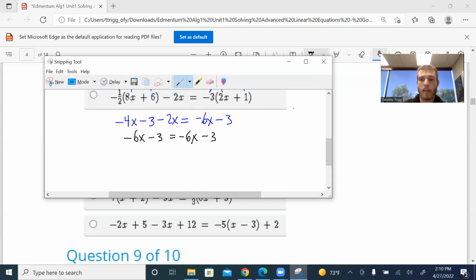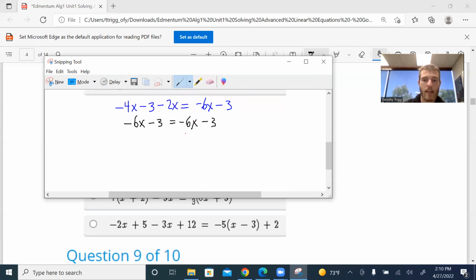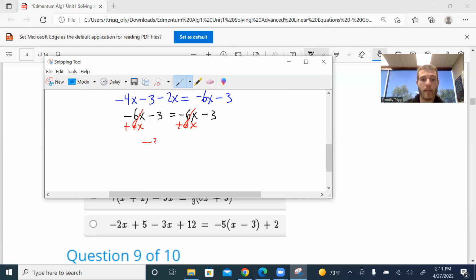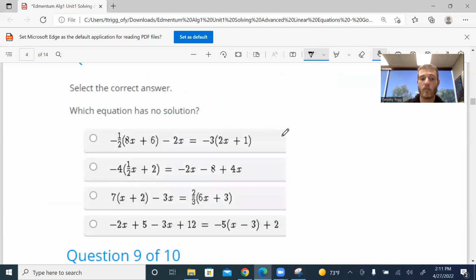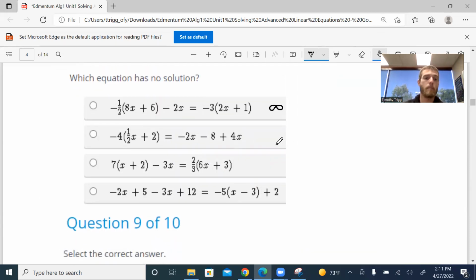I could already see that this one is not going to be our answer. So here we add 6x to cancel it here. That means we'll have to add 6x to the other side as well. This cancels. We get -3 equals -3. This is true, isn't it? So since this is true, this is always true. This one actually has infinite solutions. Infinite solutions. Let's try the next one.